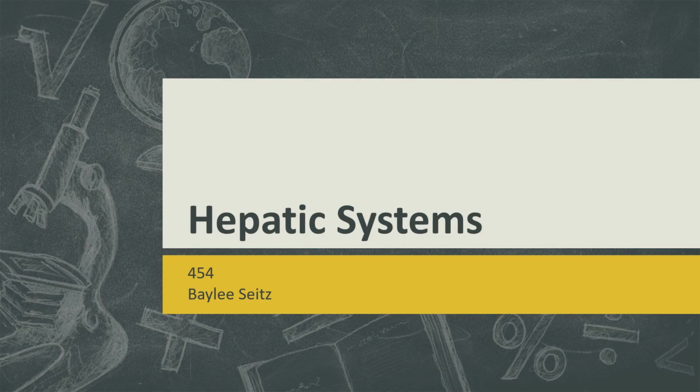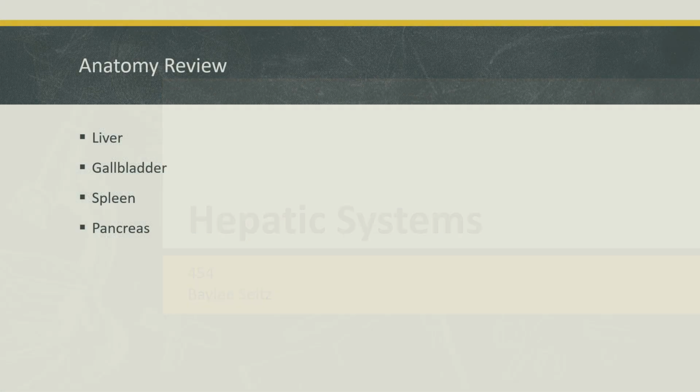Hepatic system. So we're going to be talking about our liver, a little bit about the gallbladder, spleen, and the pancreas. Okay, this all makes up our hepatic system.